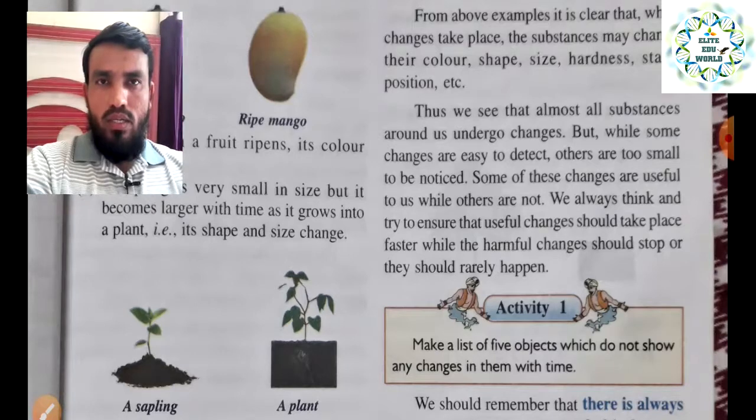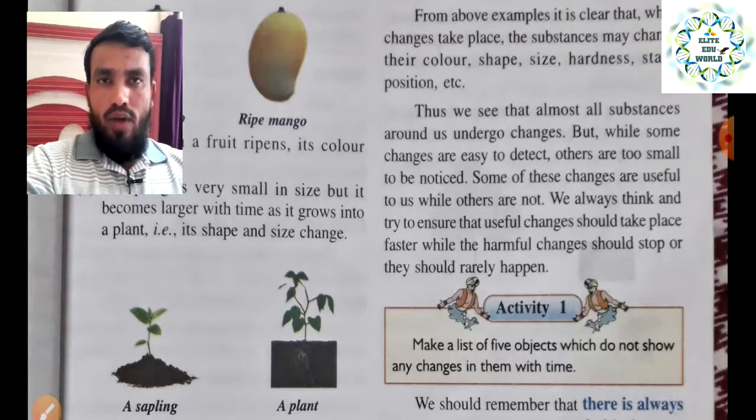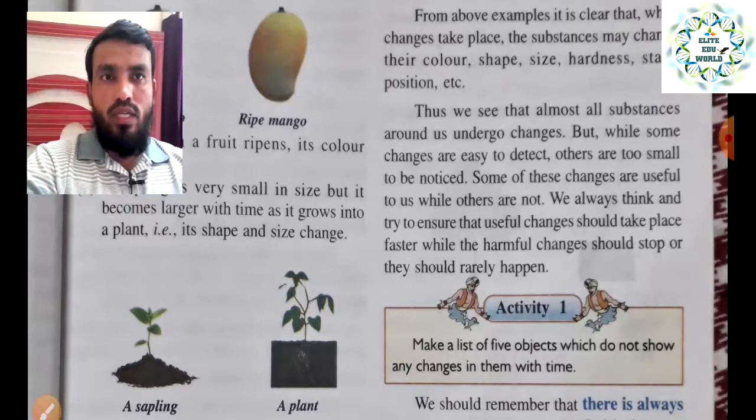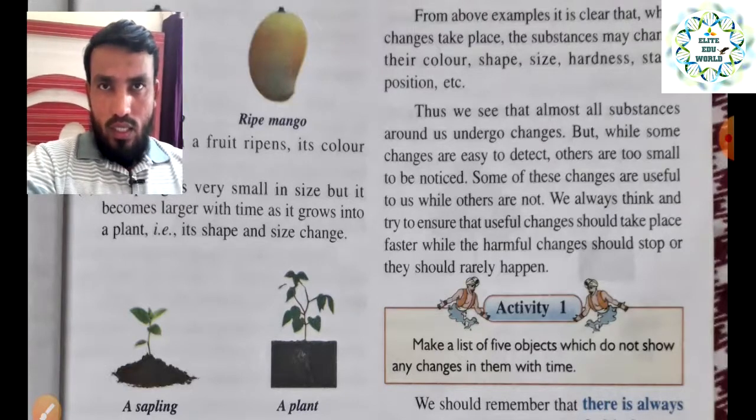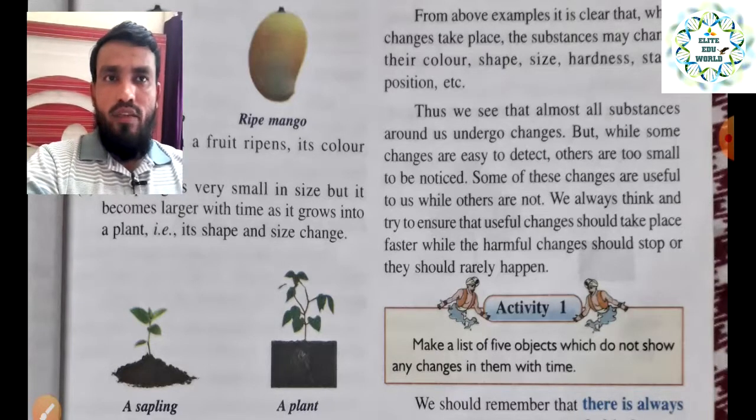Like the rusting of iron is a very slow and very small process, so it is not easy to detect. Plant growth is very slow, so it is very hard to detect at the same time. But some changes are very fast, and we can easily notice them. Some of these changes are useful to us, while others are not.